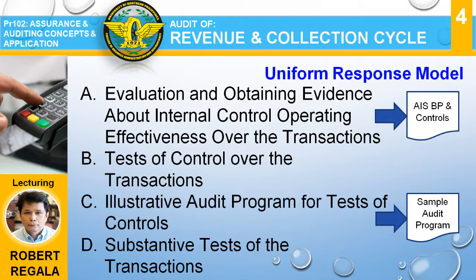Step A will focus primarily on the analysis of the business processes to obtain an understanding of the internal controls implemented over the transactions. In the case of this cycle, the sales transactions. So you may refer to the flowchart, which is the business process itself that we have discussed in the revenue cycle in our former subject, AIS.